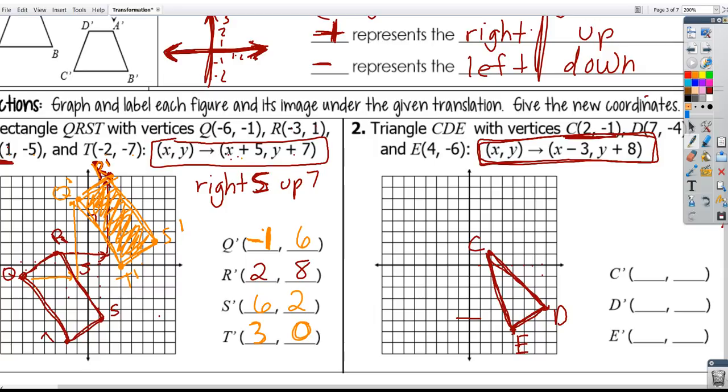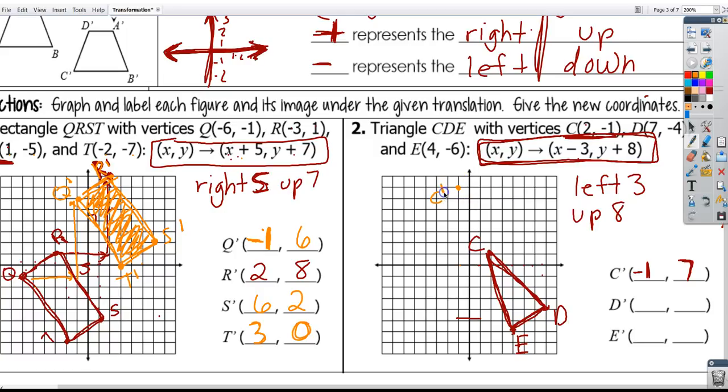All right, our symbolic representation says -3, so we're going to go left 3, and then we're going to go up 8. All right, so my C was at 2, -1, so we're going to count up 8, and then count left 3. I don't know if that can fit on here actually. Let's do the math. So 2 minus 3 is -1. -1 plus 8 is 7. So that gives me point -1. I'm going to change colors. -1 and then up 7. That does fit on here.